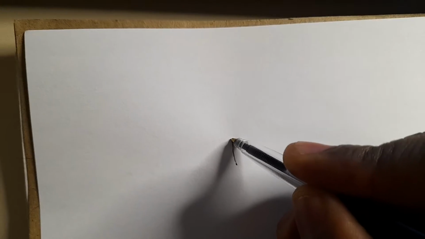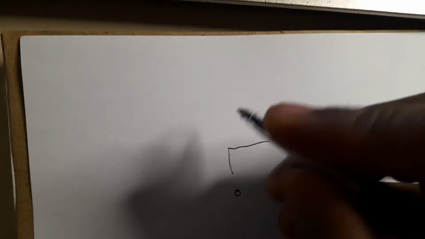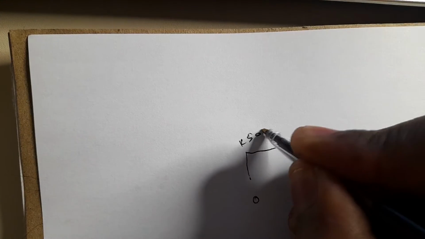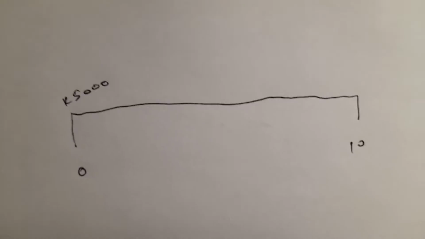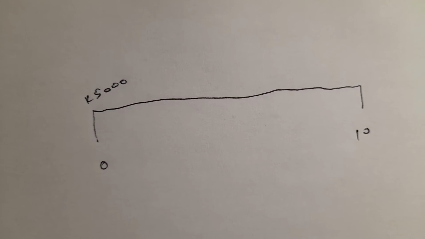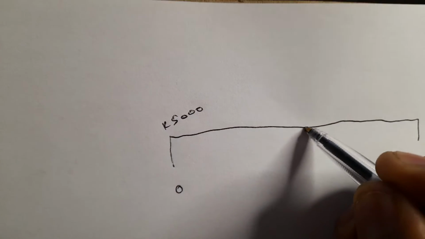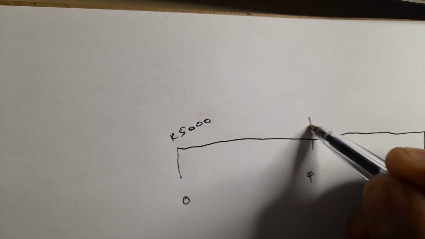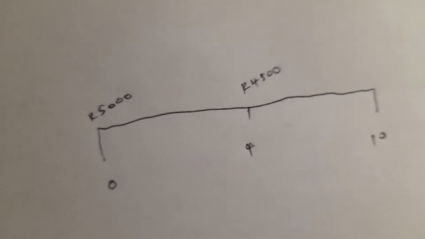So what we know from the statement is that we have the person investing the money for a period of 10 years, right? They are depositing 5,000, and then after a period of 4 years, the person decides to put 4,500 into the same account.